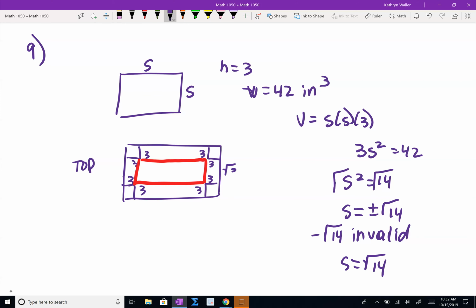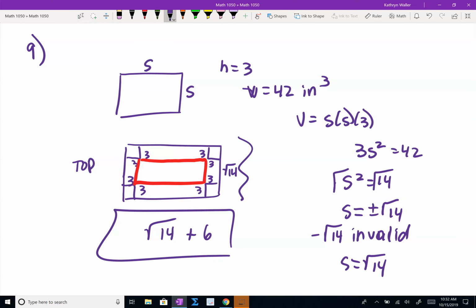So this is length square root of 3, oh no, square root of 14, sorry. So that's the square root of 14. So that total side length right there is the square root of 14, but then you've got 3 on that side and 3 on that side, so it's the square root of 14 plus 6.